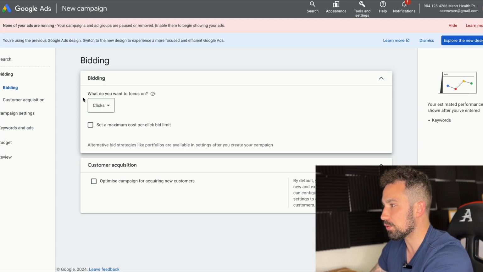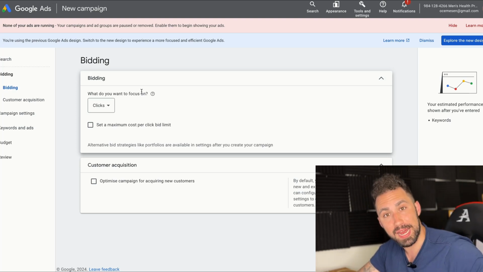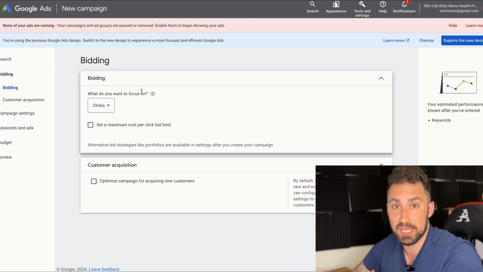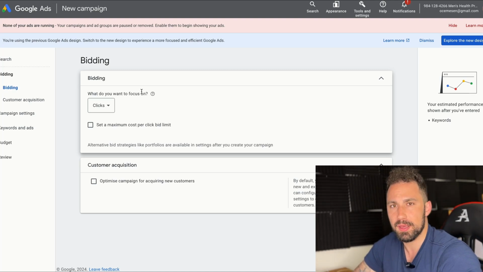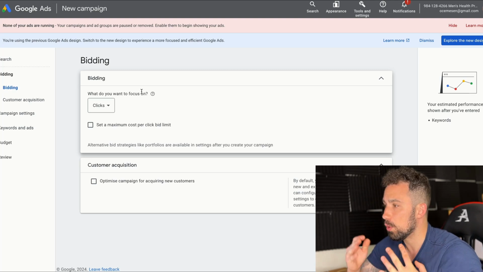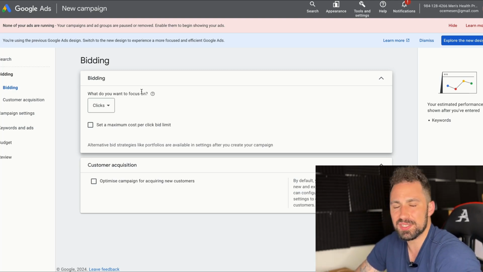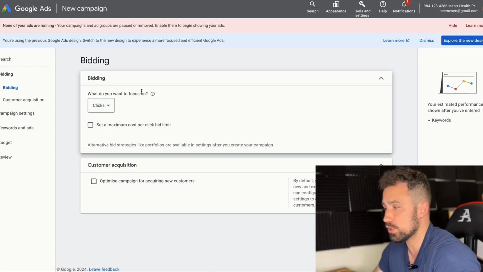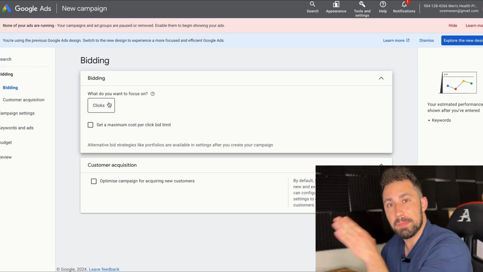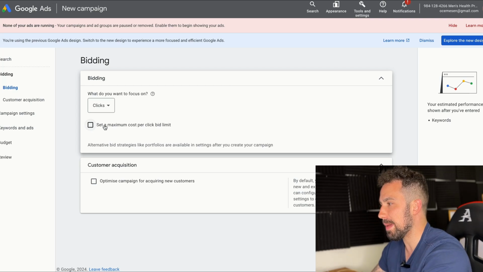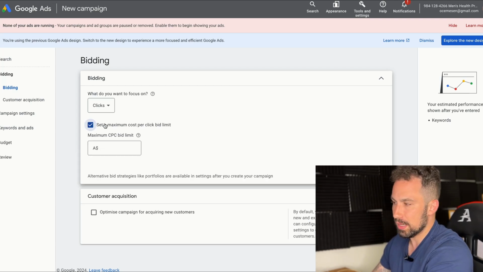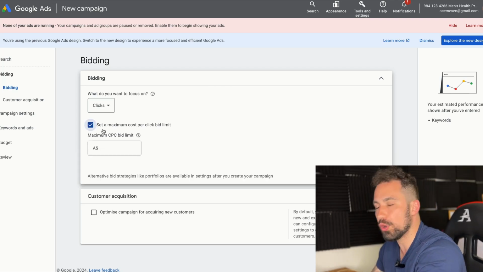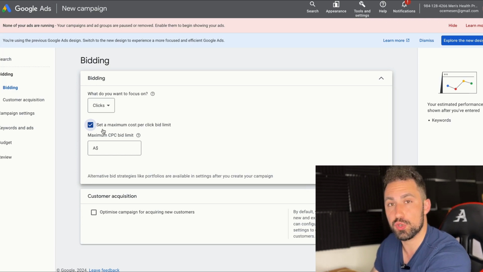So this is a great bidding strategy if your ad account is brand new and you're not spending a lot of money. Maybe you're spending $1,000 a month, $2,000 a month, or anything below that. You don't necessarily need to use maximize conversions because you're not going to achieve that number of conversions. You just go with maximize clicks, and you can set a maximum cost per click limit. That is really helpful so you don't overpay, and you get enough clicks to your website.